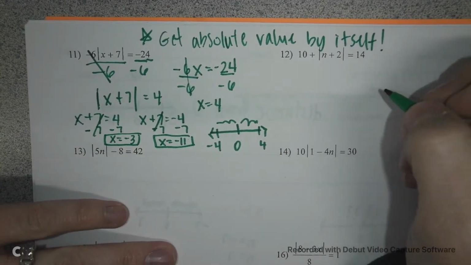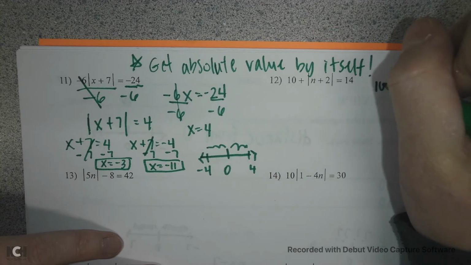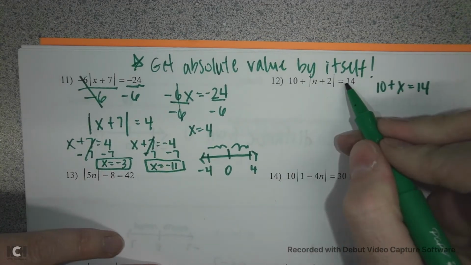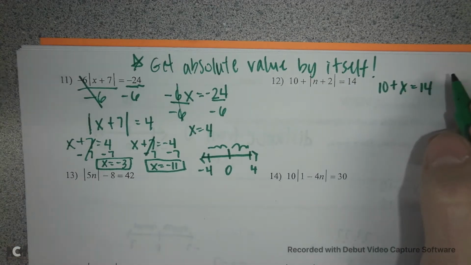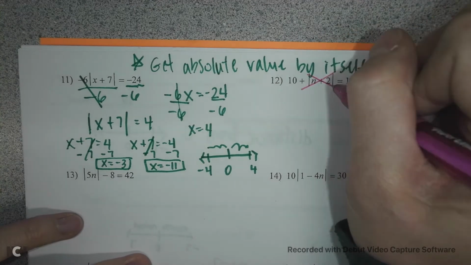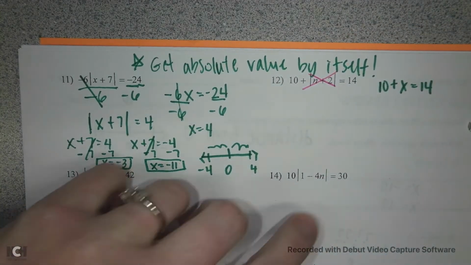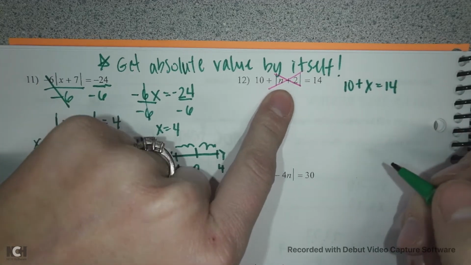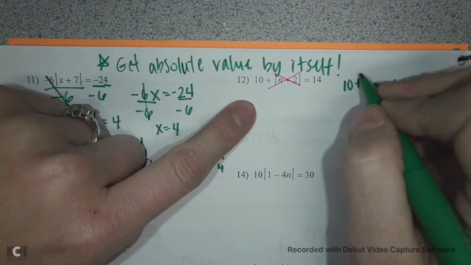So this problem would be like something that said 10 plus x equals 14. So you solve this problem like you solved this problem. So you can, if you really wanted to, draw a giant x on top of your absolute value and solve it like a variable, and then when it is by itself, put this information back, okay?